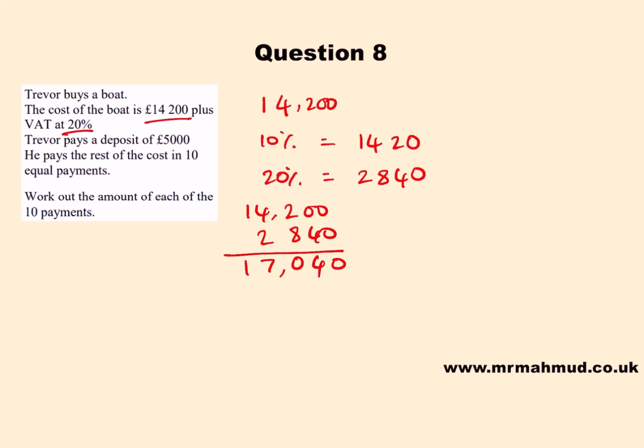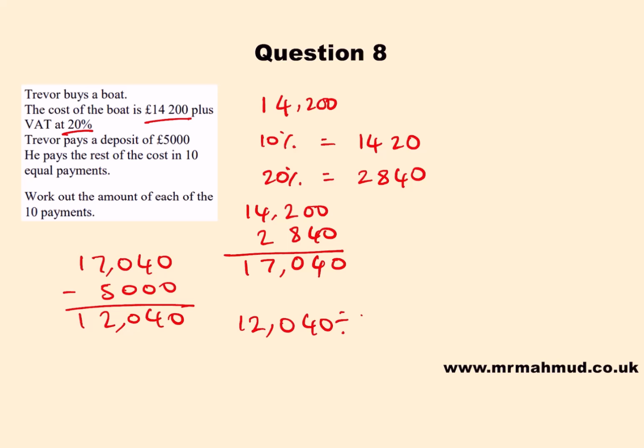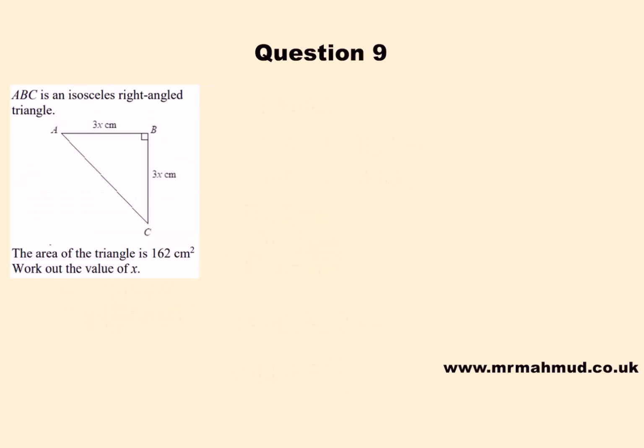17,040. Now Trevor does pay a deposit of £5,000, so we can take off the deposit, 17,040 take away 5,000, which is £12,040, and he pays in 10 equal payments. So each payment will be £12,040 divided by 10 equal payments. That gives us an answer of £1,204 for each payment. And that's the answer.